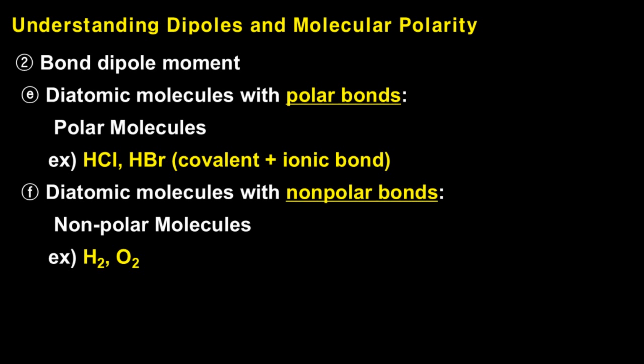Diatomic molecules can be either polar or nonpolar, and it all depends on whether there's charge separation between the atoms. Take polar molecules like HCl or HBr. In these cases, the two atoms have different electronegativities, so one pulls on the electrons more than the other. That creates partial charges, delta plus and delta minus, and gives the molecule a dipole moment.